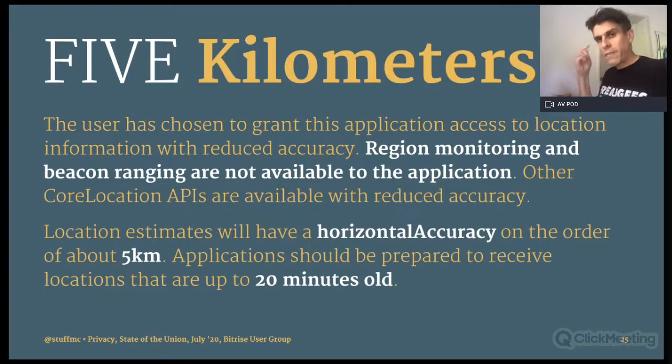You remember, up until now, the least you could have was 3 kilometers. They say that the user has chosen to grant the application, and they say a couple of things. One is that region monitoring and beacon ranging are not available to the application. Good to know. If you're using region monitoring and beacon ranging, you cannot use reduced accuracy, which is kind of obvious, because beacon ranging especially needs to be super precise, at the meter, right? And region monitoring needs to be more than 5 kilometers anyway. Also, the important thing to know is that the application should be prepared to receive locations that are up to 20 minutes old.